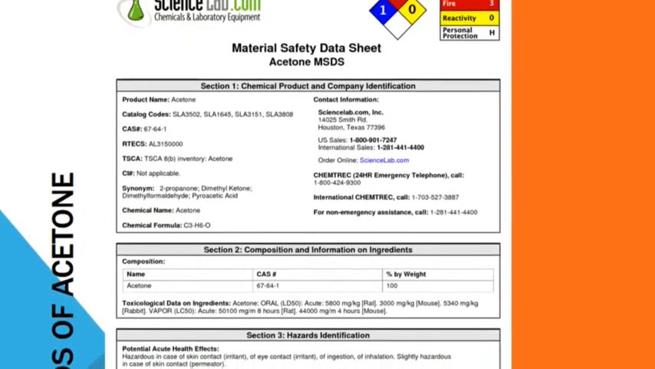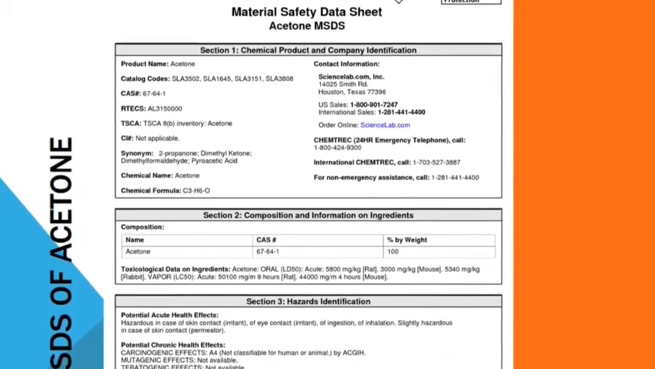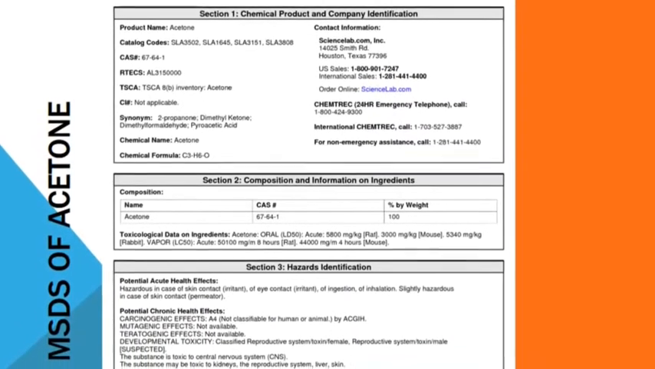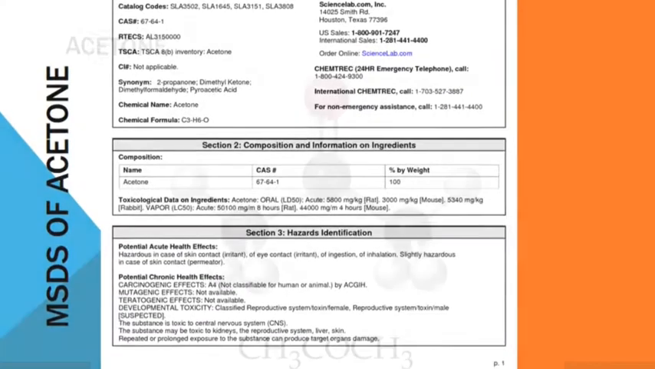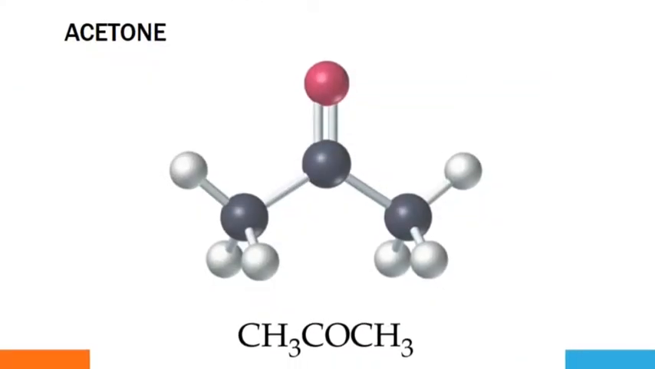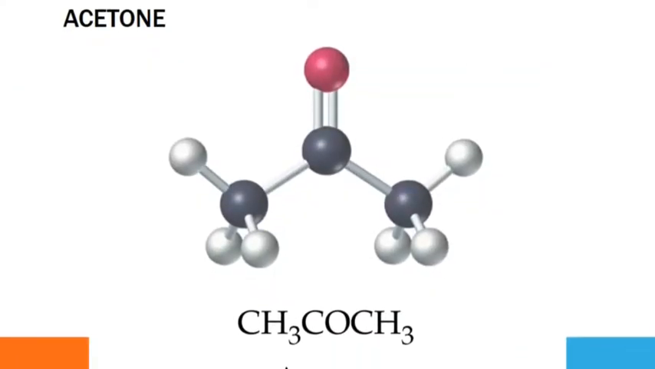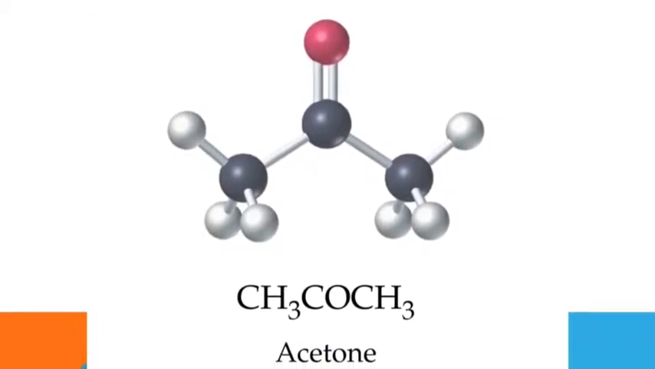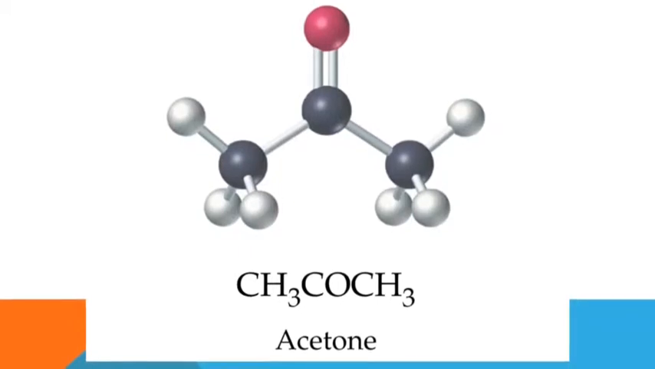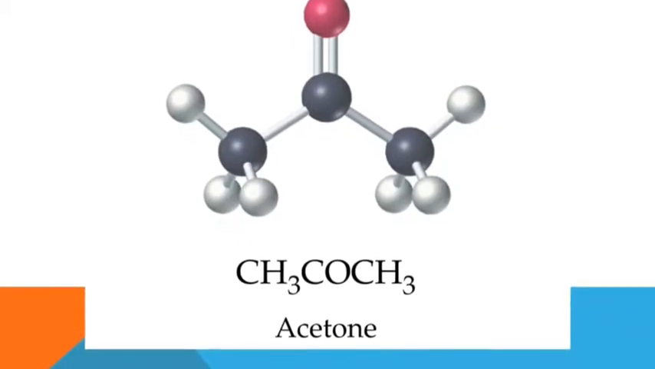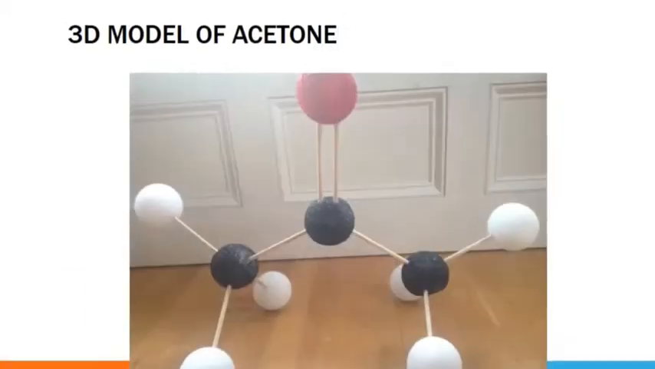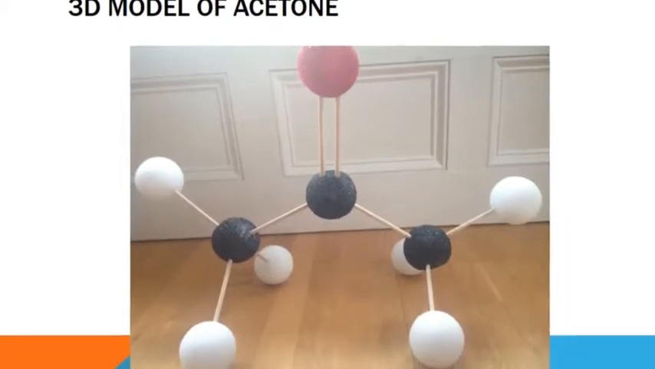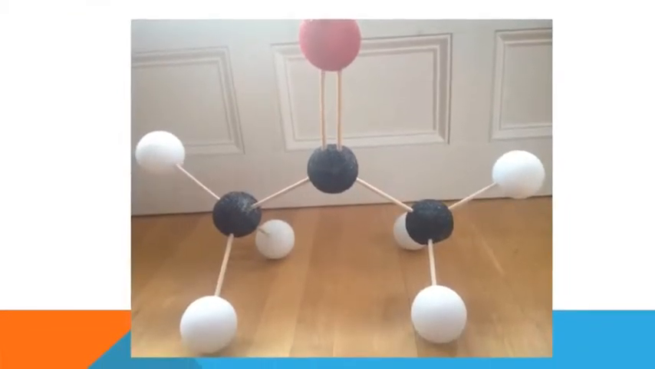Here is an MSDS of acetone, which is a ketone. This is a diagram of acetone. As you can see, it has an oxygen double bonded to a carbon, which is single bonded to two other carbons and three hydrogens. This is my own model of acetone, using styrofoam balls.